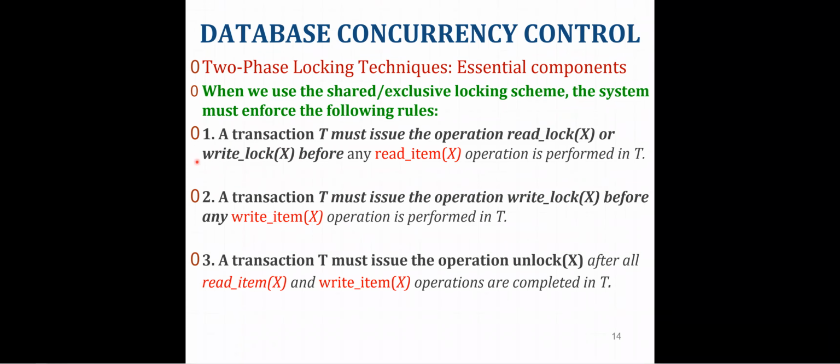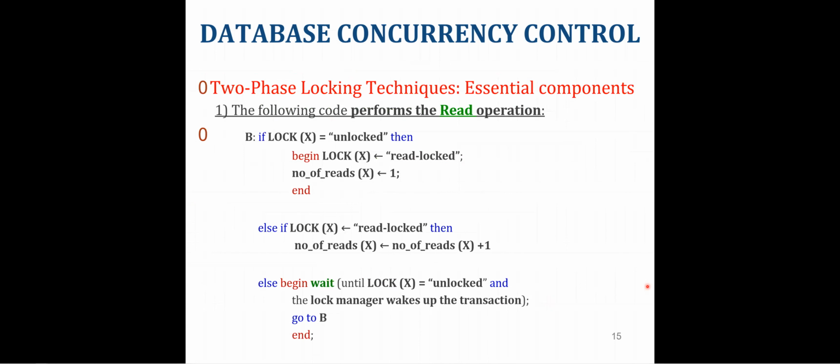If you just write lock it, it is possible to read an item, even though you just used the write lock. Or you can use a read lock to read an item. A transaction T must issue the operation unlock after all read item and write item X operations are completed in T. So you cannot unlock an item before you finish all the operations on it.